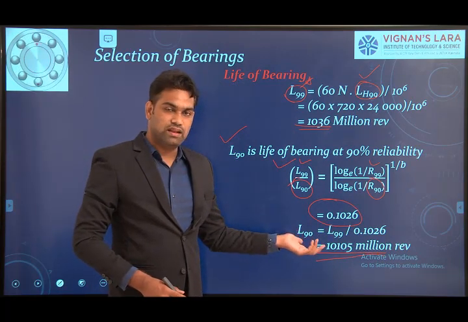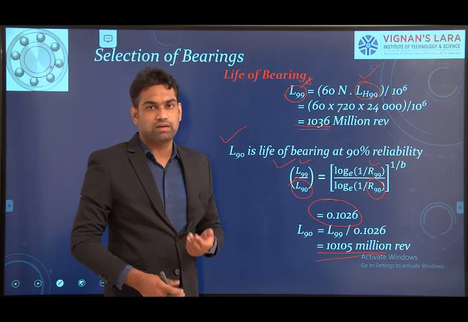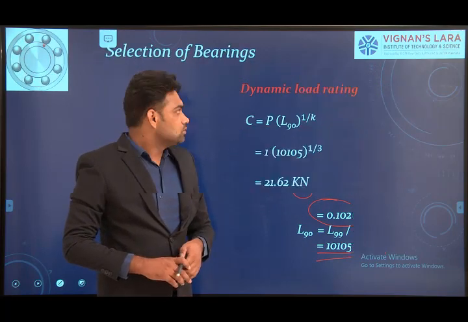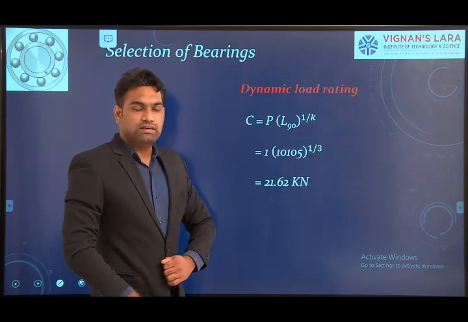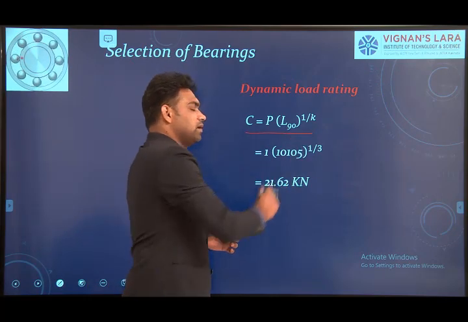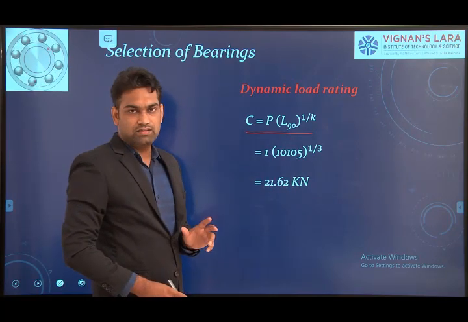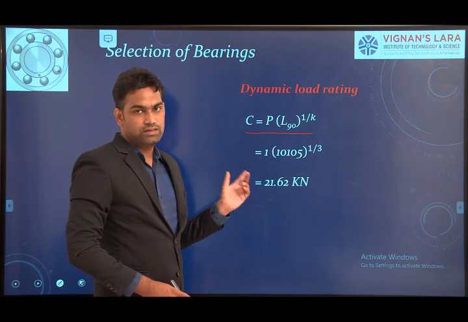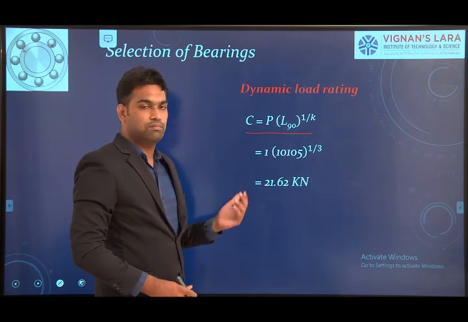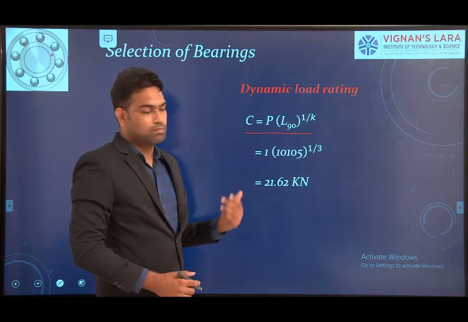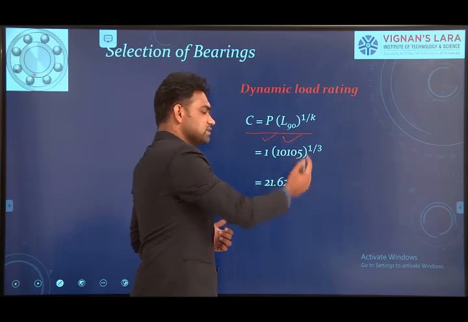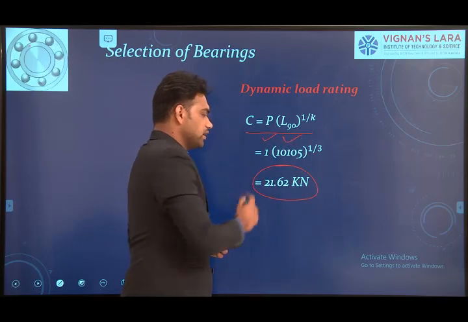Using this L90 and the load given as 1 kilonewton, we can calculate the dynamic load rating C, which is given by P into L power 1 by K. We need to take L90, not L99, so for that case we use that equation. P is given and L90 is calculated. Using that we get the dynamic load rating.